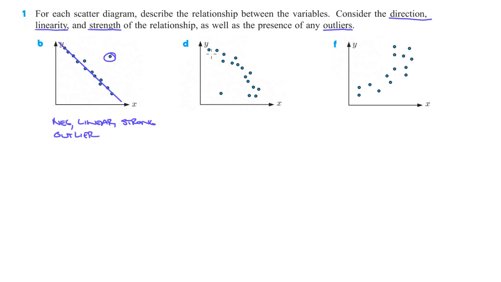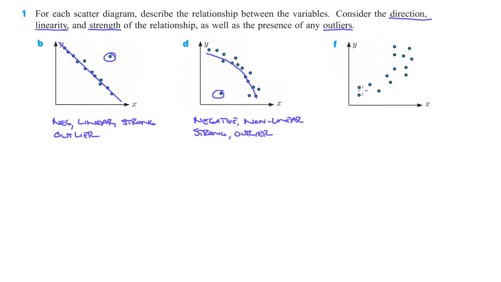Okay, D looks like it goes something like that for the most part. So the direction is also negative. It is not linear. It appears to be fairly strong. These dots are all pretty close to that line, and there is indeed an outlier here too.